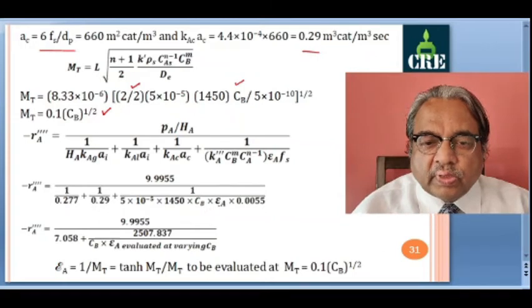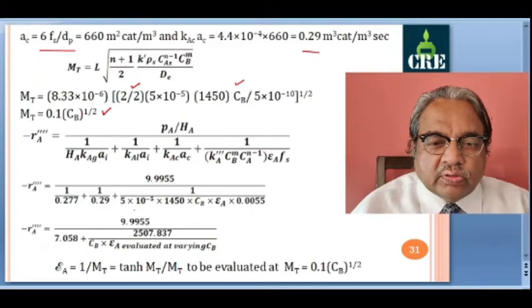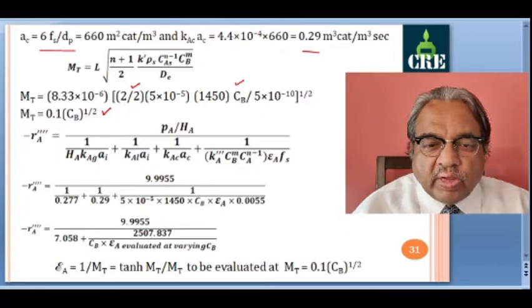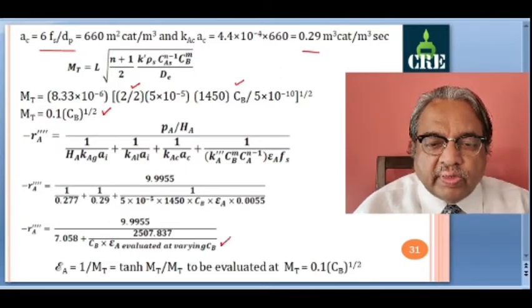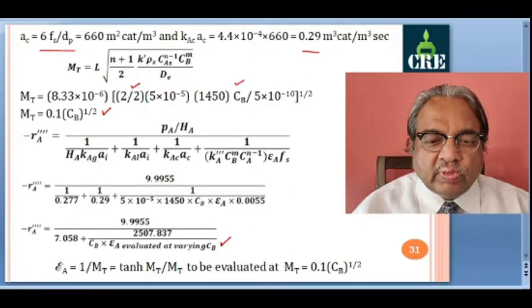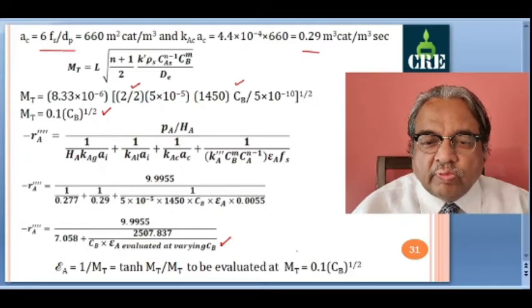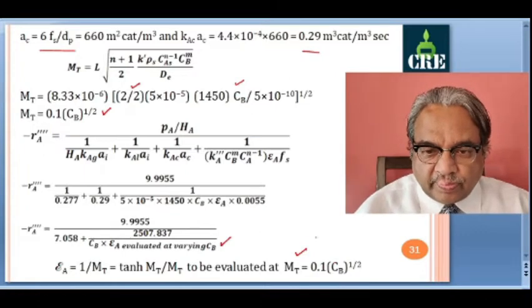CB, epsilon A, and Fs is 0.0055. So you evaluate this 7.058 plus here. If you evaluate all the substituted values, that comes out to be 2507 in the numerator, divided by CB. CB is varying and epsilon A is to be evaluated at varying value of CB. So epsilon A is 1 by mt or tanh mt by mt, to be evaluated at mt equal to 0.1 CB raised to half.